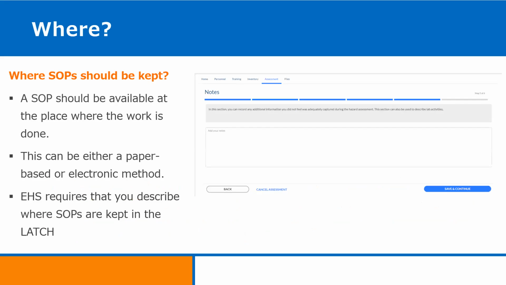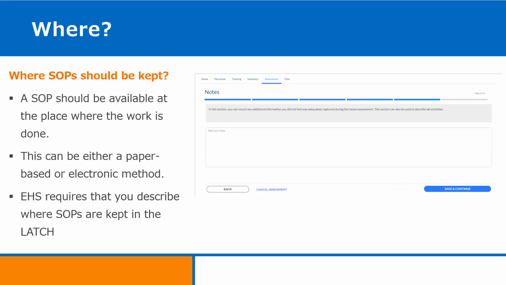The other question that we also receive is where SOPs should be kept. And I have two answers for this. I really want to see it in the lab so people can reference it, so close by, and you can keep it electronically or on paper. It's up to you. We don't say how you need to do it, but I would like to see it close to the people who are performing the work, so if they have a doubt, they can reference it, okay?